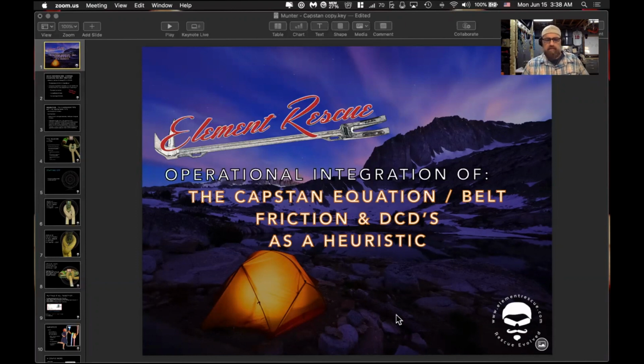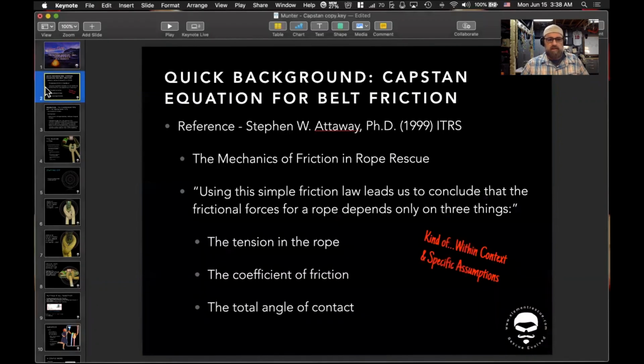So tonight we're going to revisit this subject again, go into a little bit more depth, and talk about different ways that you can include this into your repertoire. So just starting off, as a quick background, we referenced a bunch of Stephen Attaway's stuff in here. Unfortunately, Stephen passed away a couple of years ago, but he added a whole bunch of incredible stuff in that Albuquerque area and into the vertical world as a whole on different ways of looking at some of the more advanced physics of vertical rescue and access.